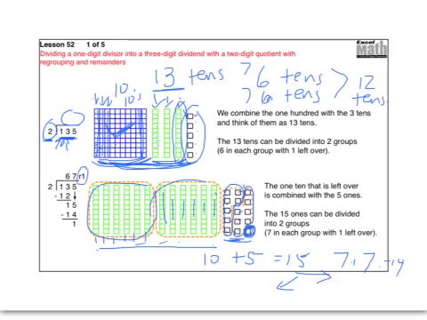Now, we do have an algorithm or a way of solving this without doing all of these little blocks. The blocks are there to help you to understand the meaning of what you're doing. It's not how we actually solve the problems on a daily basis. But you do need to understand what's actually happening when we split 135 into 2 groups.